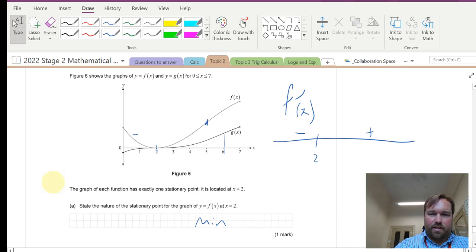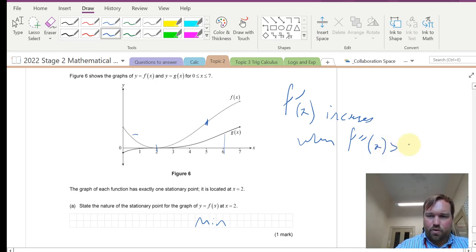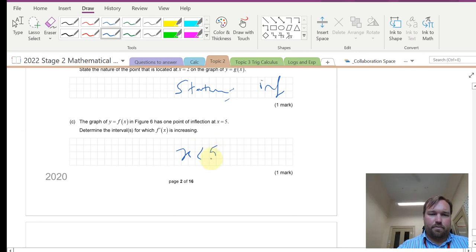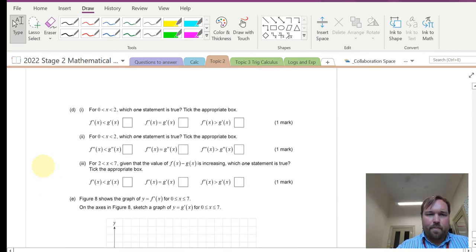Alright, f dash x increases when f double dash x is greater than 0. The reason is this is very steep and negative, less steep and negative, less steep and negative. Throughout that entire portion, the slope is actually increasing until it gets to here. Therefore, we want x is less than 5. It is increasing.